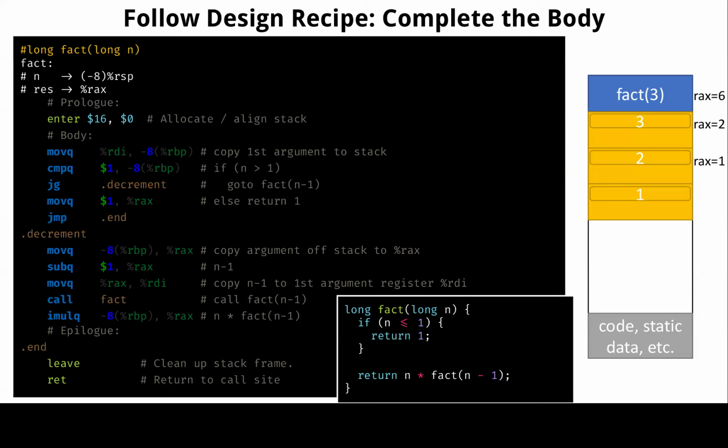So after that, we just leave, and the beauty of this is the return value is always in RAX. That's also why we're putting the result in RAX here. It's always there, so we do not need to explicitly move it back to RAX. Then we just leave and return.